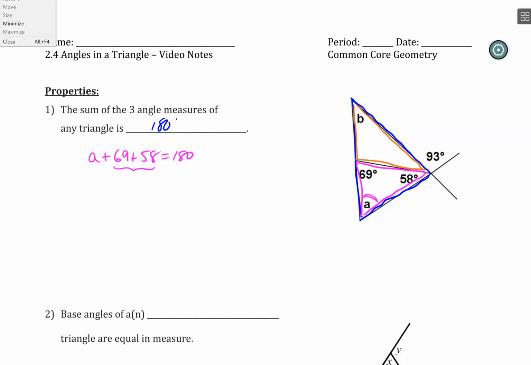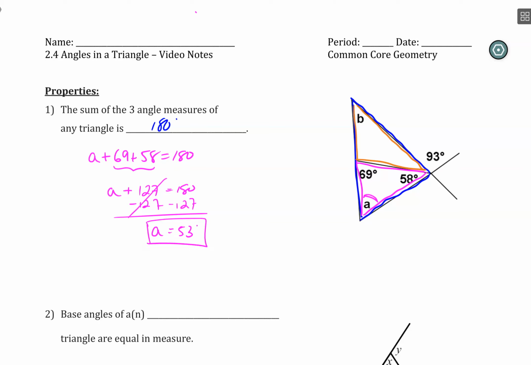So this first section I'm just going to combine like terms. So A plus 127 is equal to 180. If I subtract the 127 from both sides, these will cancel. A will be, that's 53 degrees for A. And we're good. All right, so I can plug that in. So now I know this is here. Again, I recommend plugging it into your actual problems, into your diagram, because that can help you find something else for another part.